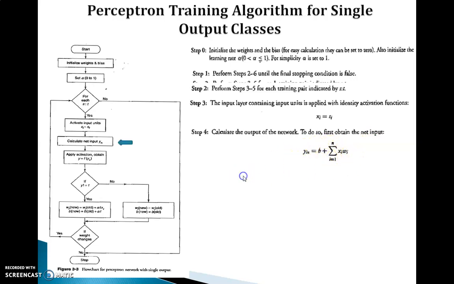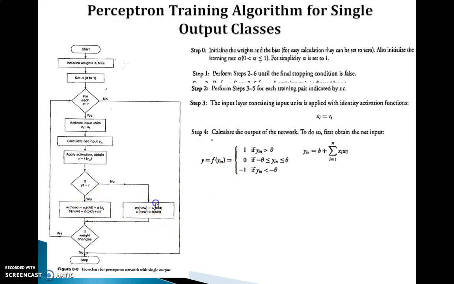For this net input, we have to apply the activation function. We prefer the ramp activation function. After that, we get the output 1, 0 or minus 1. This we compare with the target. If it is equal to the target, there is no need to update the weight.